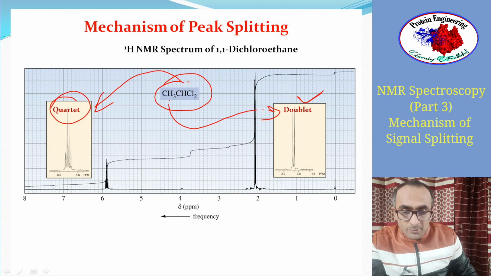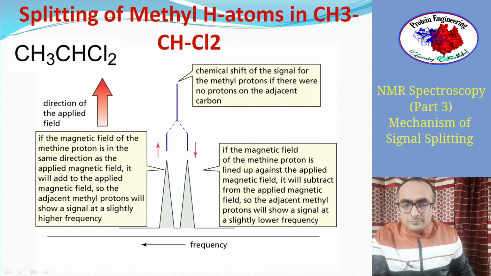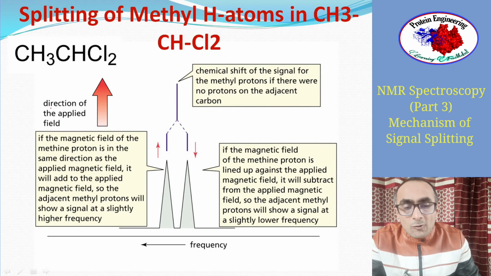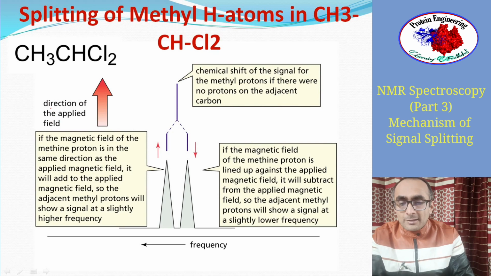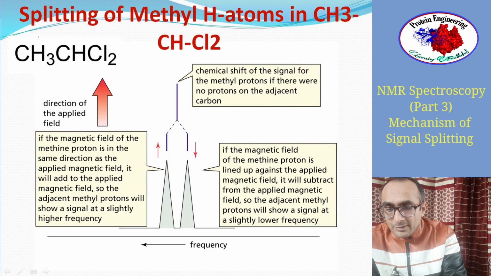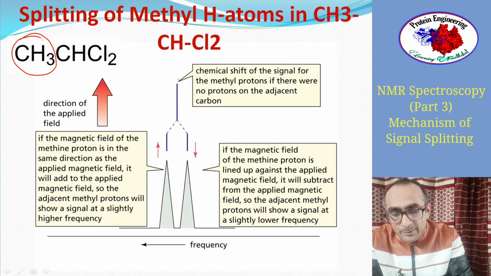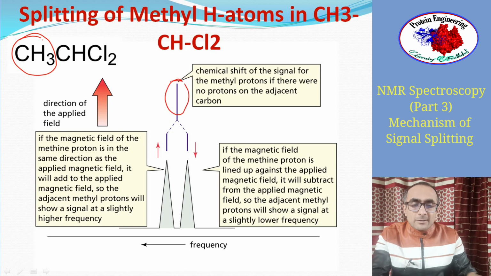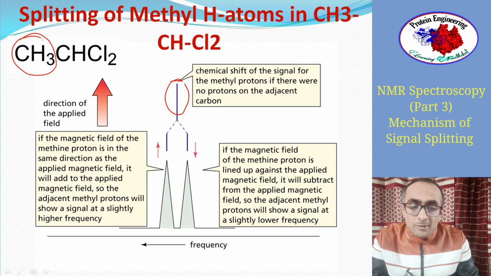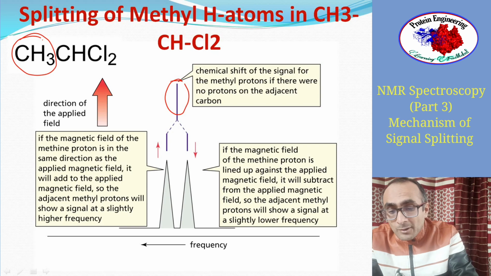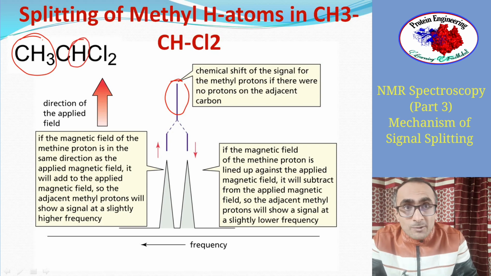Now let's see how you get this quartet and doublet. First we'll look at the splitting of the methyl hydrogen atoms in this compound. So this is the methyl hydrogen atom, CH3. These 3 protons are at equivalent positions, so we understand by now that you will get a single peak from there. And if there is no other proton in the neighborhood of this methyl, you will get a single peak like this. So this is the chemical shift of the signal of the methyl proton if there were no proton on the adjacent carbon atom. But here you have a proton on the adjacent carbon atom, that's the CH proton.